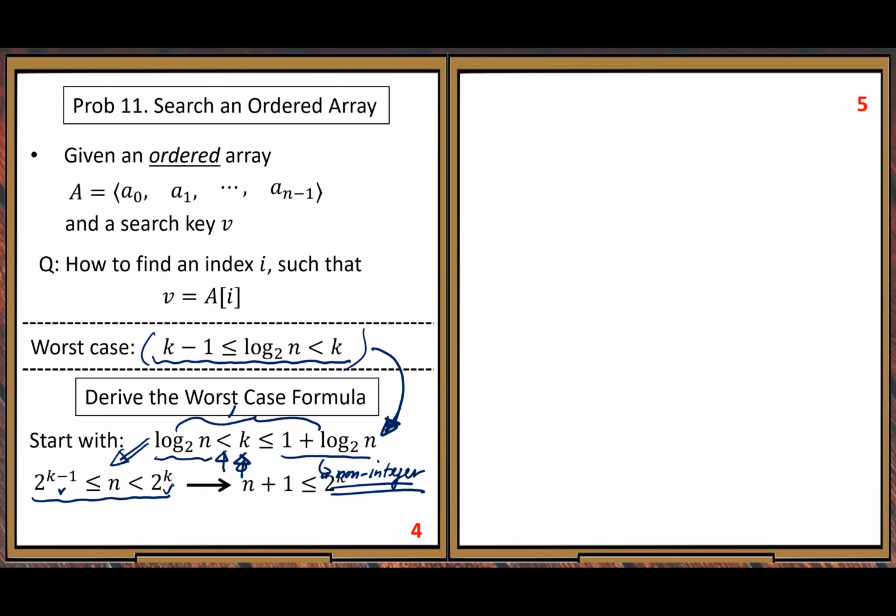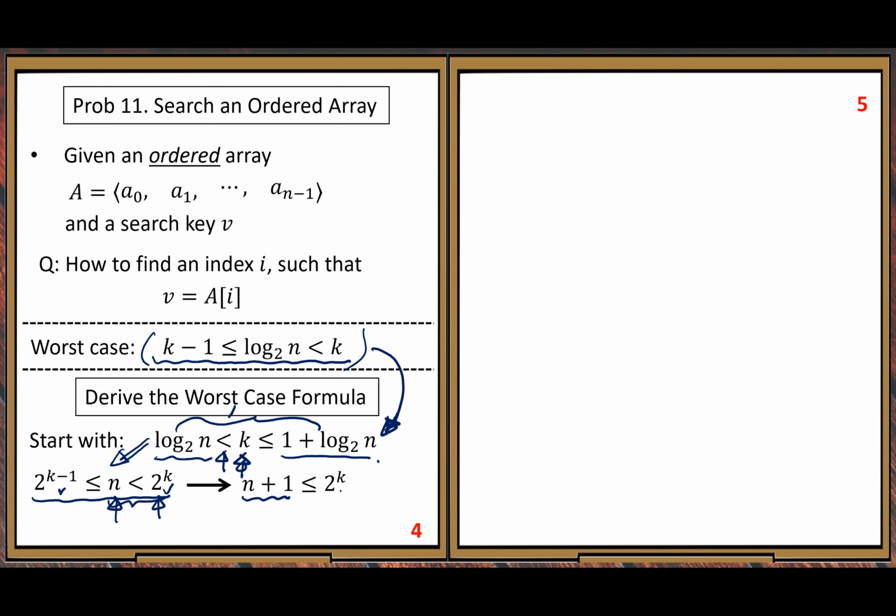All right. Then look at that. And look at the right-hand side inequality. n strictly less than 2 to the k. Can we write n plus 1 less than or equal to 2 to the k? n is an integer. 2 to the k also an integer. One integer is strictly less than another integer. Then we increase the smaller one by 1. Can we say this n plus 1 is less than or equal to 2 to the k?